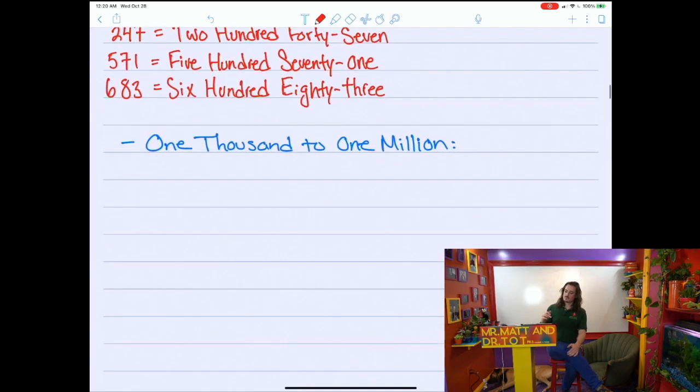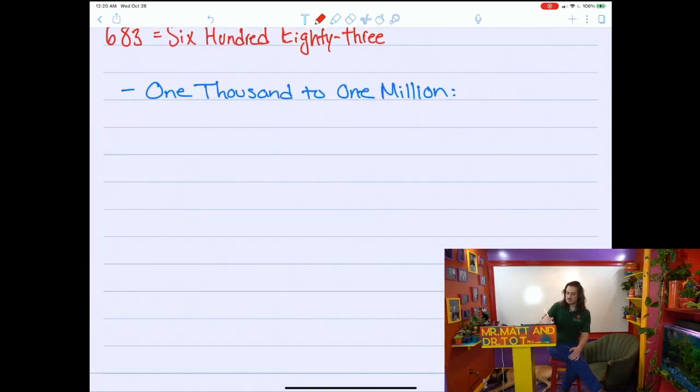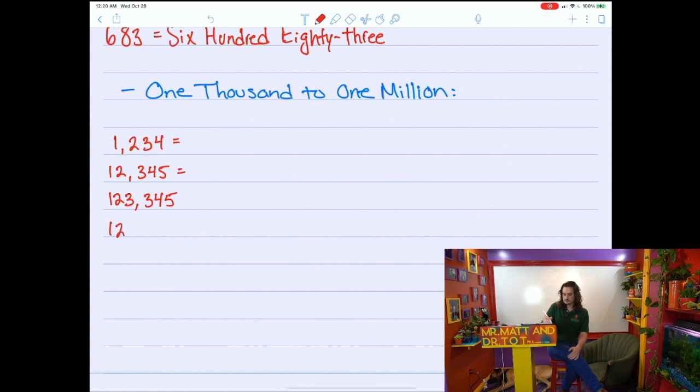Now let's just look at some examples of 1,000 to 1 million. So let's look at this number. Well, actually, we want up to 1 million. So actually, let's look at those three numbers. That's a good start.